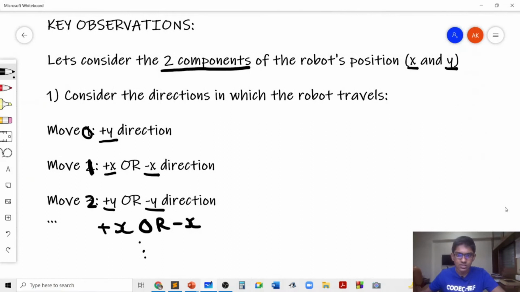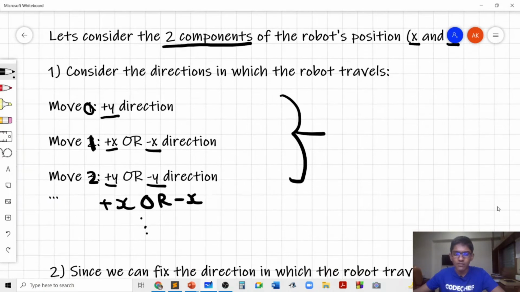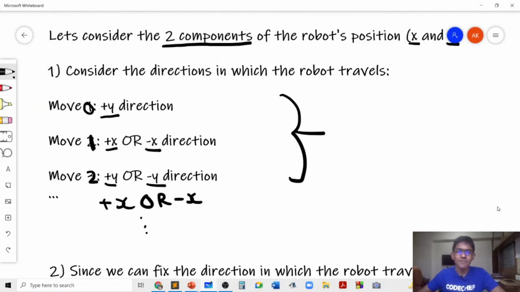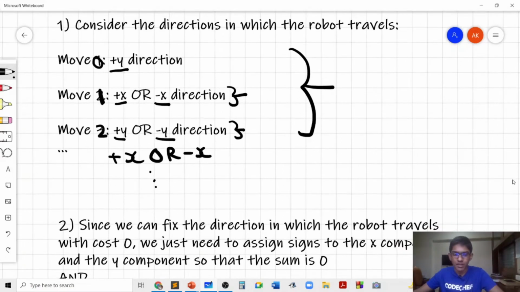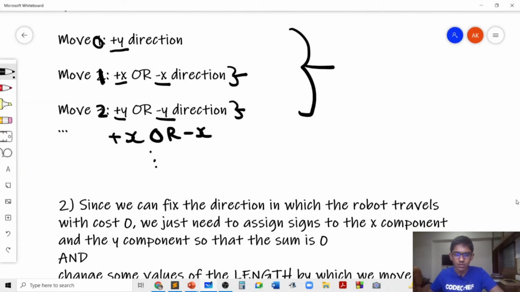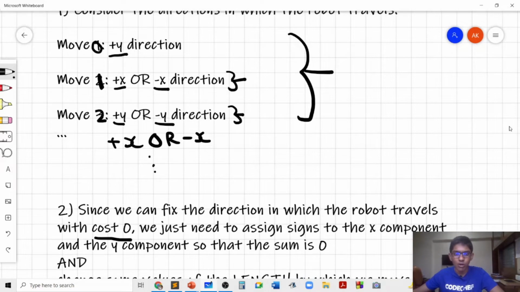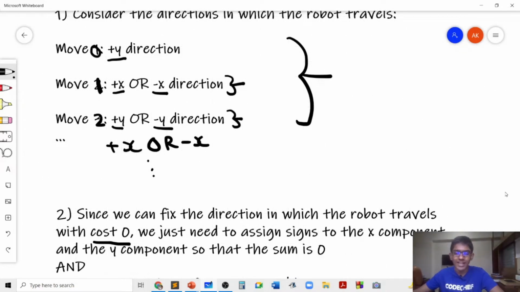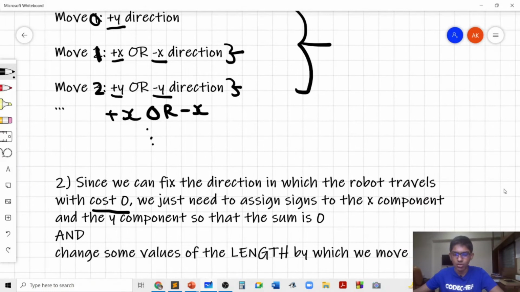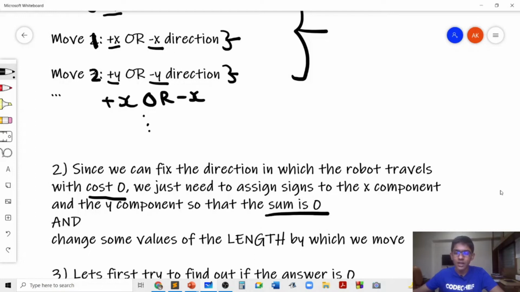And now this pattern which I've written down below is actually very important, because we know that each time we can basically fix the direction. We can choose the robot to move in the plus y or minus y direction. Note this happens only from move 1 onwards. In move 0, the direction is fixed. After that, we can choose either to move in the plus x or minus x, or the plus y or the minus y. So we can do this with a cost 0. And notice that since the robot has to come back to the initial position, we need the delta x and the delta y to be both equal to 0.